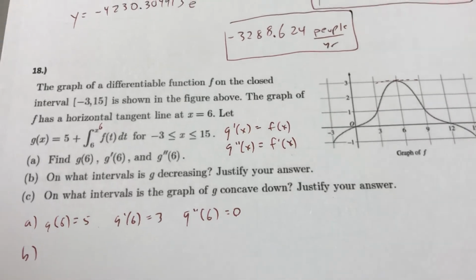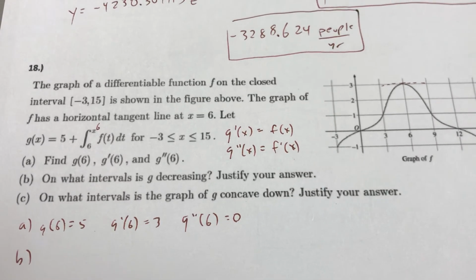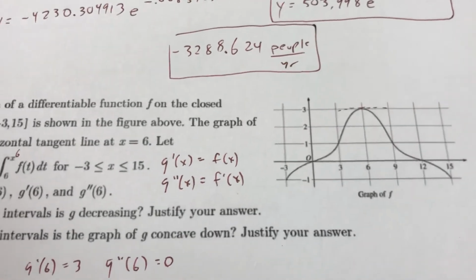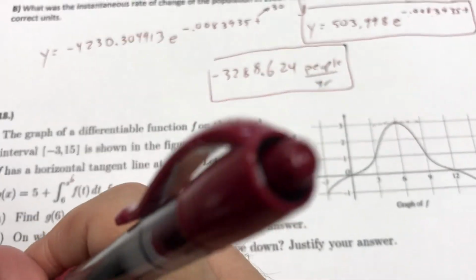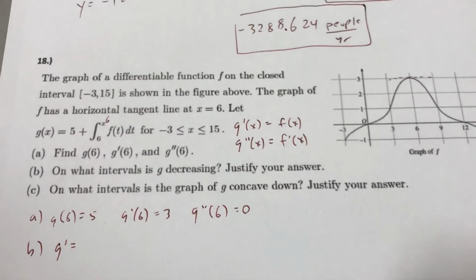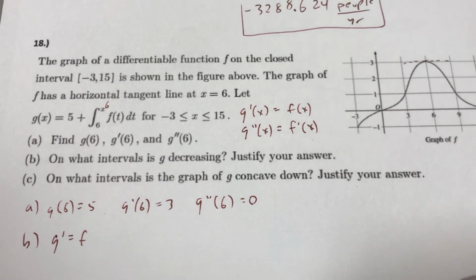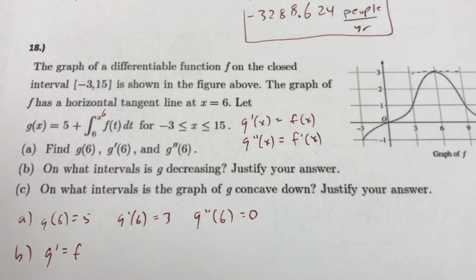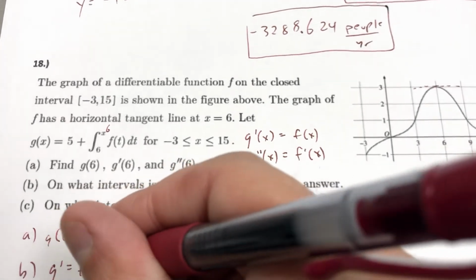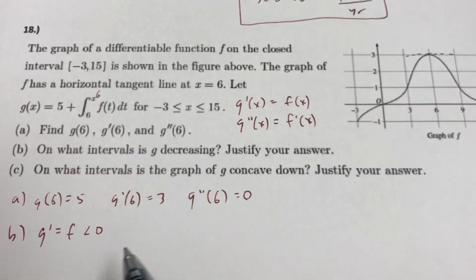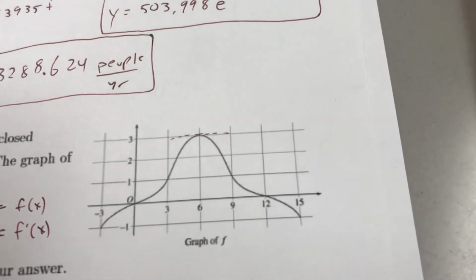Okay? Part B, on what intervals is g decreasing? Well, increase or decrease, that would be the derivative. So we're looking at g prime, which is f, and function g is decreasing when g prime is negative, so when this is less than 0. So on our f graph, we're looking for when f is less than 0.